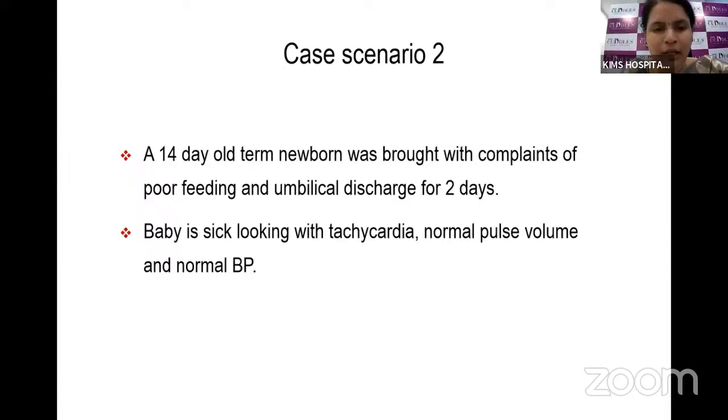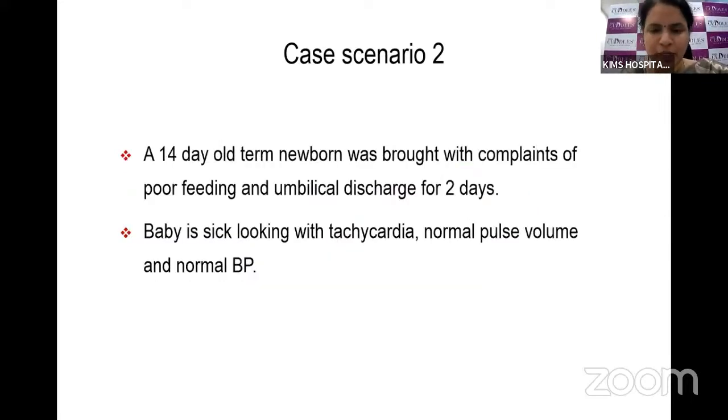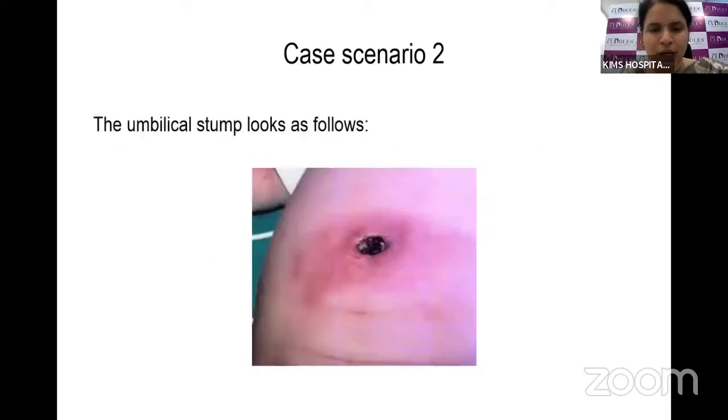Now, this is a 14-day-old term newborn who was brought with complaints of poor feeding and umbilical discharge for 2 days. The baby is sick looking and has tachycardia, normal pulse volume, and normal blood pressure. So the presence of tachycardia and normal blood pressure means that this baby is having compensated shock. And on examination, the baby has erythema around the umbilical stump. There is, on palpation, induration of the skin. The umbilical stump is clearly looking infected and the surrounding skin inflamed, and hence we are dealing with omphalitis.